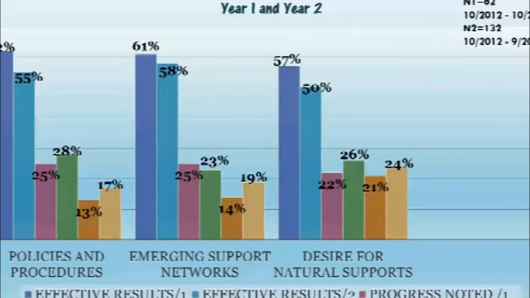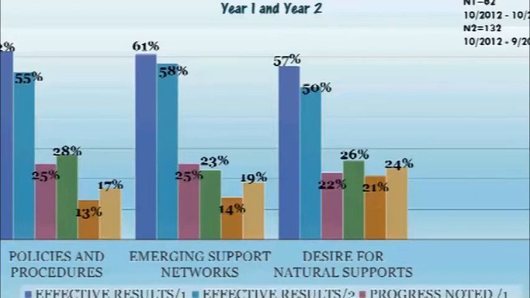For emerging support networks, year 1, 61% had effective results, and year 2 had 58% with effective results. Year 1, 25% had progress noted. Year 2, 23% had progress noted. And year 1, 14% had action required. Year 2, 19% had action required.